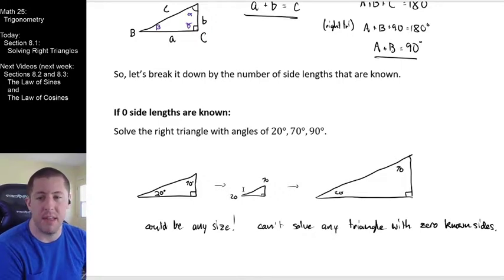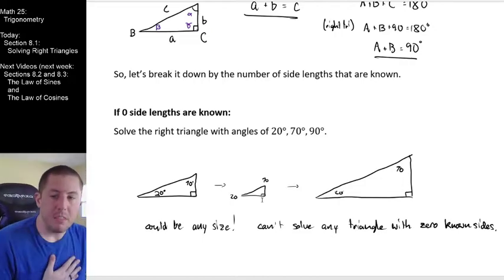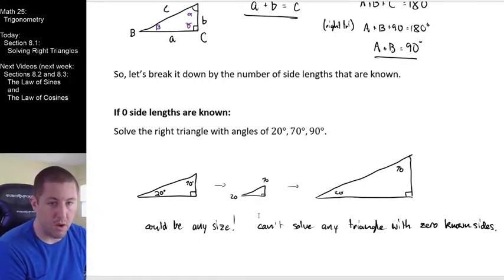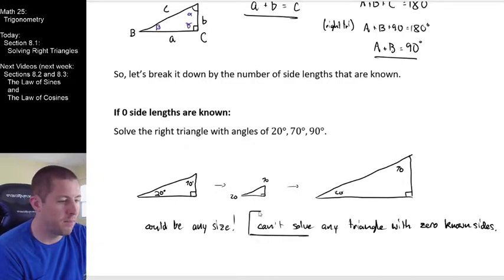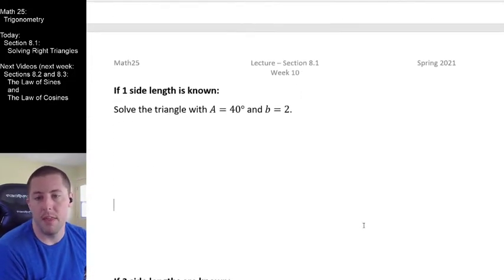That's kind of a general statement that'll be true for both our right and, excuse me, for our right and our non-right triangles that we'll cover in the next couple sections. So we can't solve, basically, is our statement that we're looking to make right there. So if zero side lengths are known, then you can't do anything. So let's move on now to one that we actually can do.